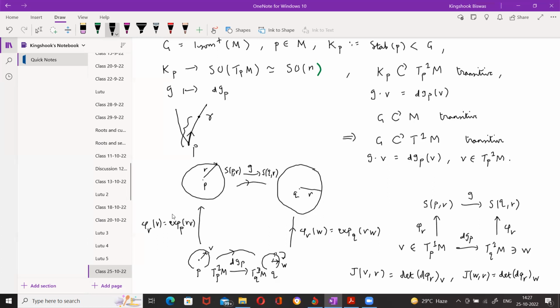So you can see where this fails for higher rank, right? Because the action of the stabilizer is no longer transitive on the unit spheres. Right. So that's where it fails.